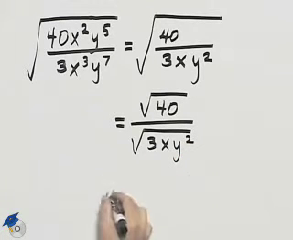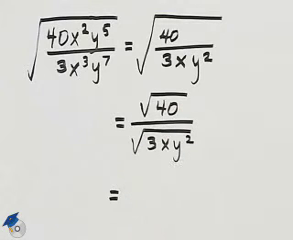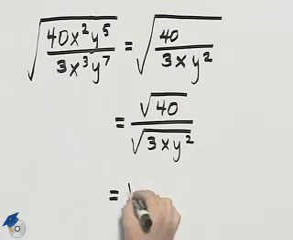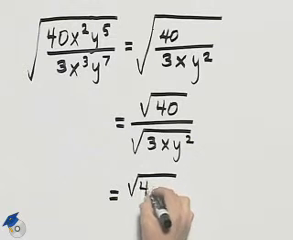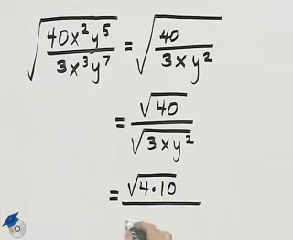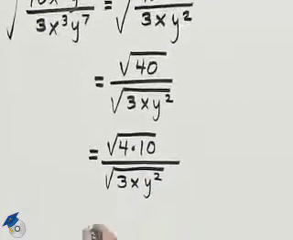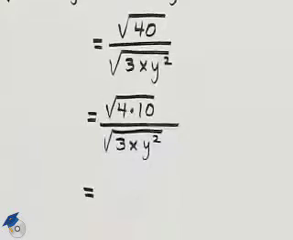I will factor both the top and the bottom to find our perfect squares. In the numerator, we know that 40 is the same as 4 times 10, with 4 being our perfect square. In the denominator, we already have it factored into perfect squares, so we are ready to move to the next step.